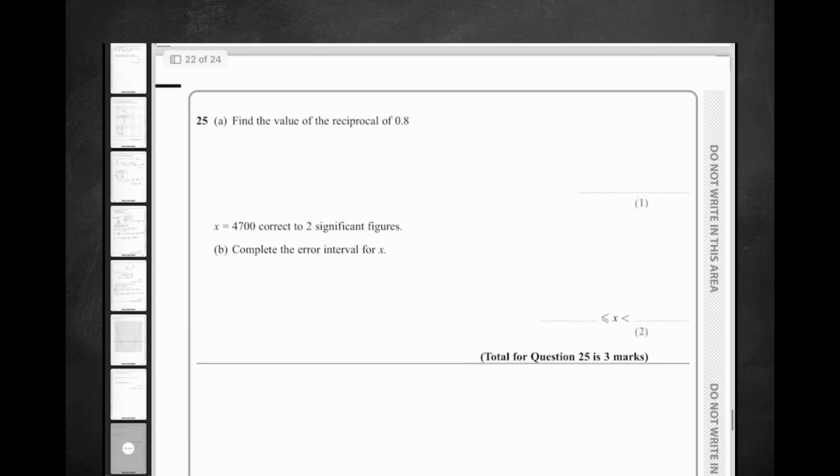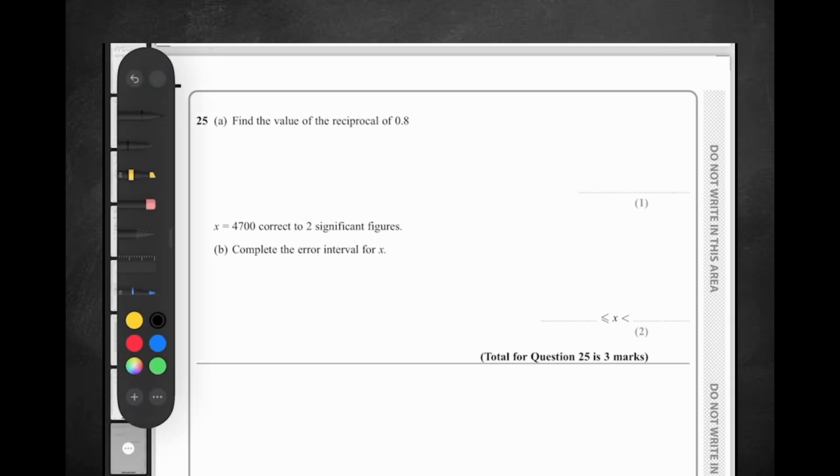Question 25. Find the value of the reciprocal of 0.8. So 0.8 is 8 over 10. Therefore, the reciprocal is 10 over 8, which is 5 over 4. But since the question is in decimals, I'm going to change 5 over 4 into a decimal, which I've just done on my calculator, 5 divided by 4 is 1.25.